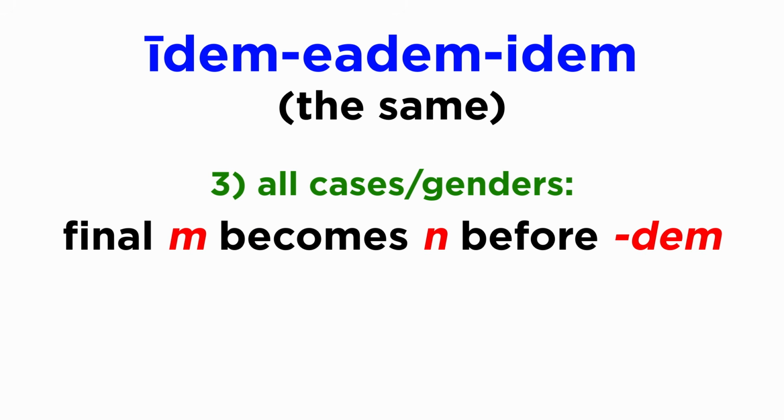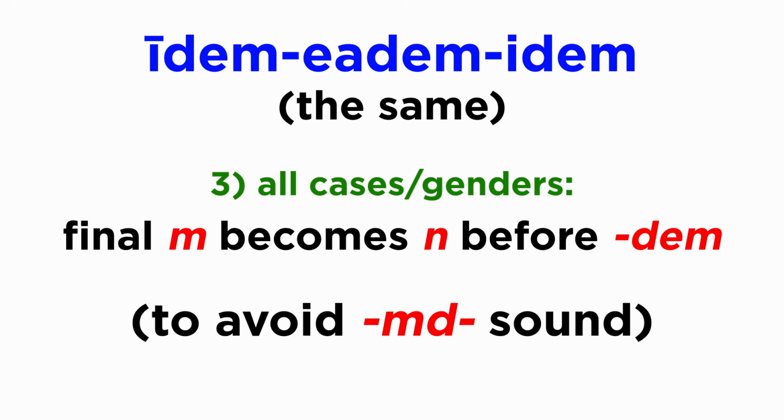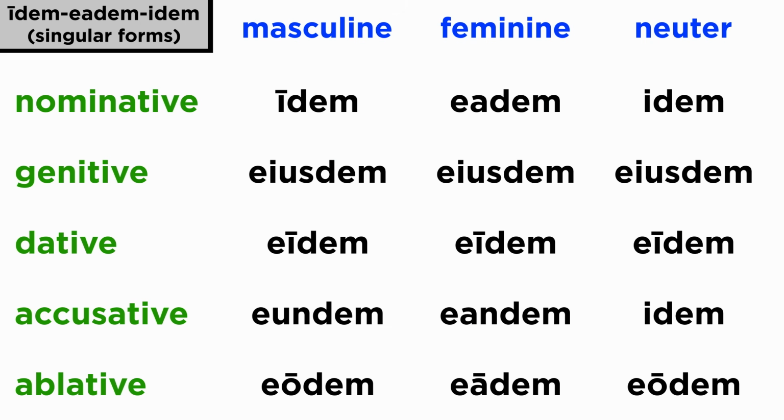3. The final M is always changed into N before the suffix dem, in order to avoid the unpleasant sound MD. So this is what we end up with: īdem-eadem-idem.